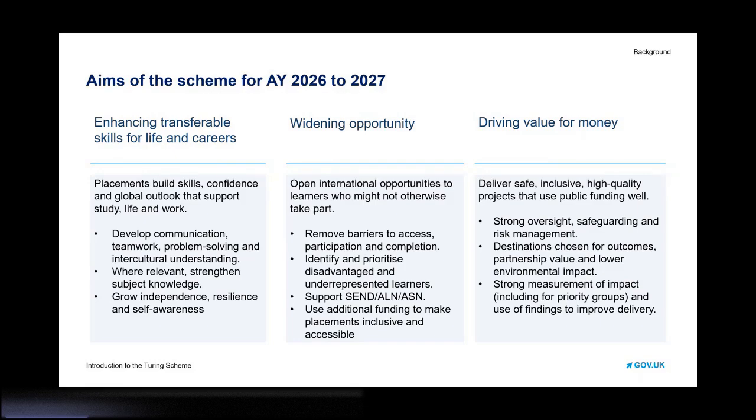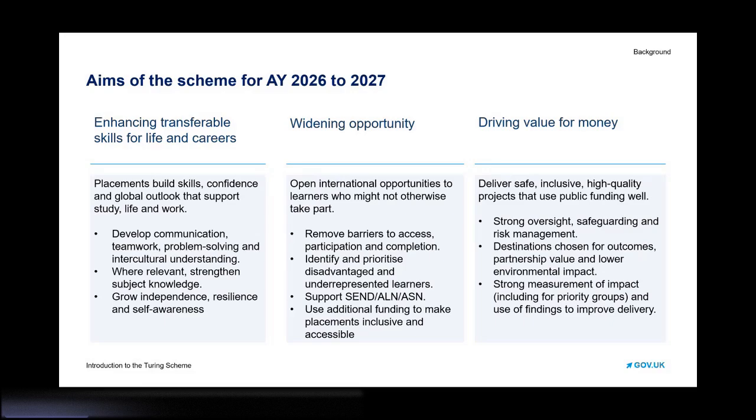Second, widening opportunity. We prioritise students who might otherwise miss out, especially those from disadvantaged backgrounds and those with special educational needs or additional needs and disabilities. Providers are expected to remove barriers to access, participation and completion so more learners can take part and succeed.